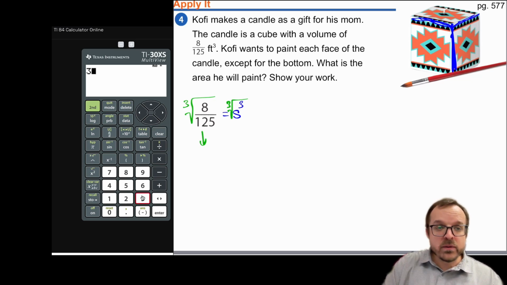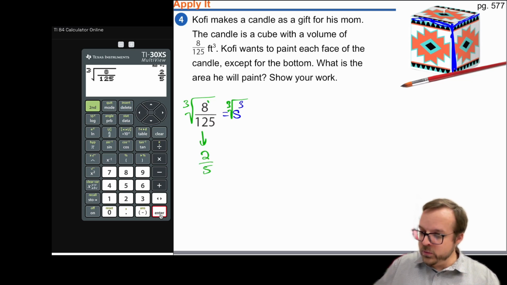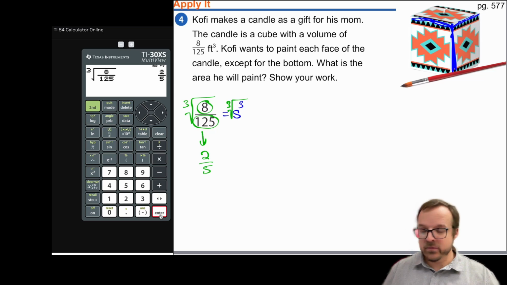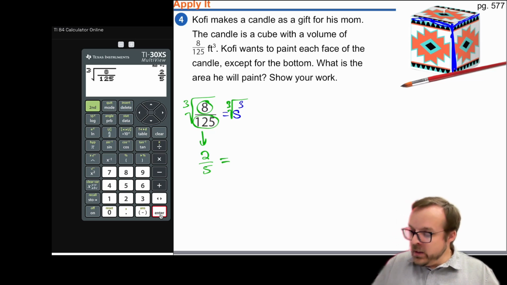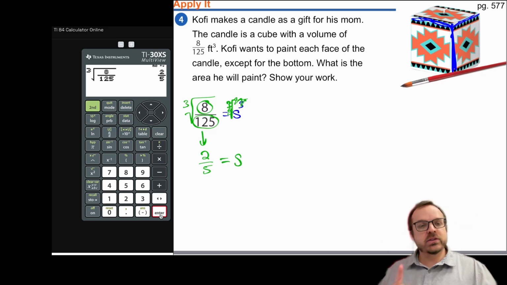So we're typing 3 first. Second, click this button here to get you the cube root. We have a fraction under here. It's going to be 8 over 125. And that gives us 2/5. And this is good because really the cube root of 8 is 2, and the cube root of 125 is 5. Now we know cube root and cubes will cancel each other out, leaving us with the edge length is 2/5. Nice.